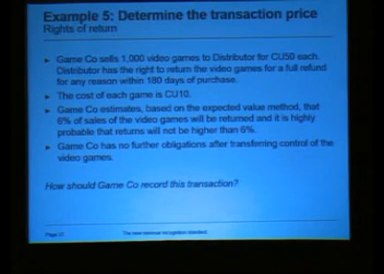Now let's take a simple example. Game company sells 1000 video games to a distributor for CU50 each. The distributor has a right to return the video games for a full refund for any reason within 180 days of purchase. The cost of each game is CU10. Game company estimates, based on the expected value method, that 6% of sales of the video games will be returned, and it is highly probable that returns will not be higher than 6%. So therefore, when it is highly probable that returns will not be greater than 6%, what is the sales you will recognize?